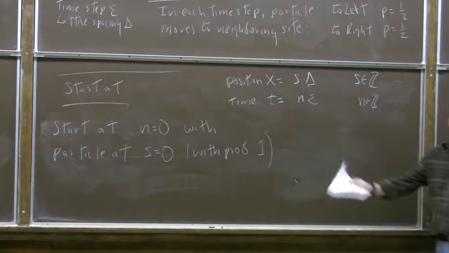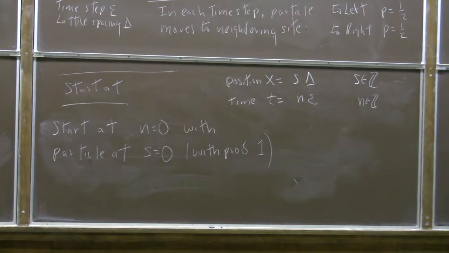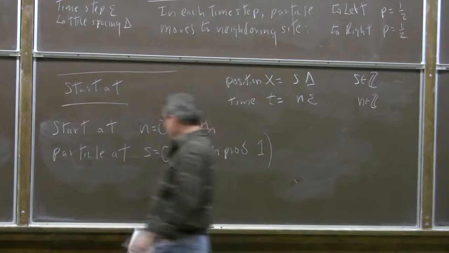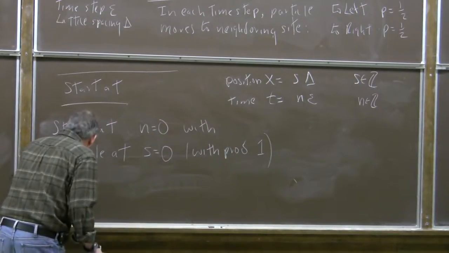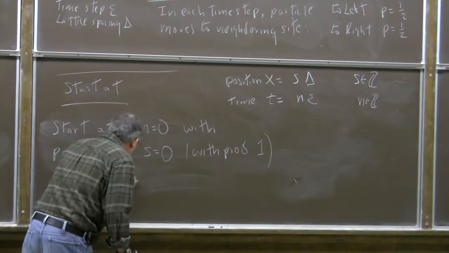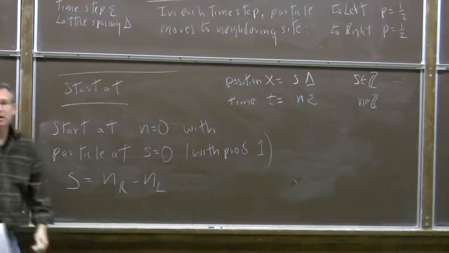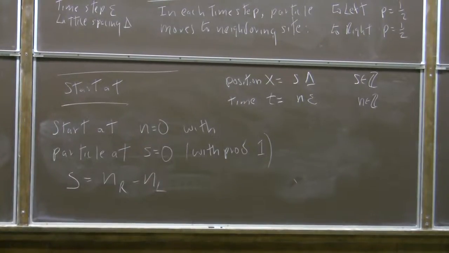Now, what's the probability distribution going to look like after many steps? Well, what's s going to be? It's the number of steps that we make to the right minus the number we make to the left. That's where we wind up. Each time we either go left or right. And s is n right minus n left. It can be either positive or negative, depending on whether I wound up to the right of the origin or to the left of the origin.